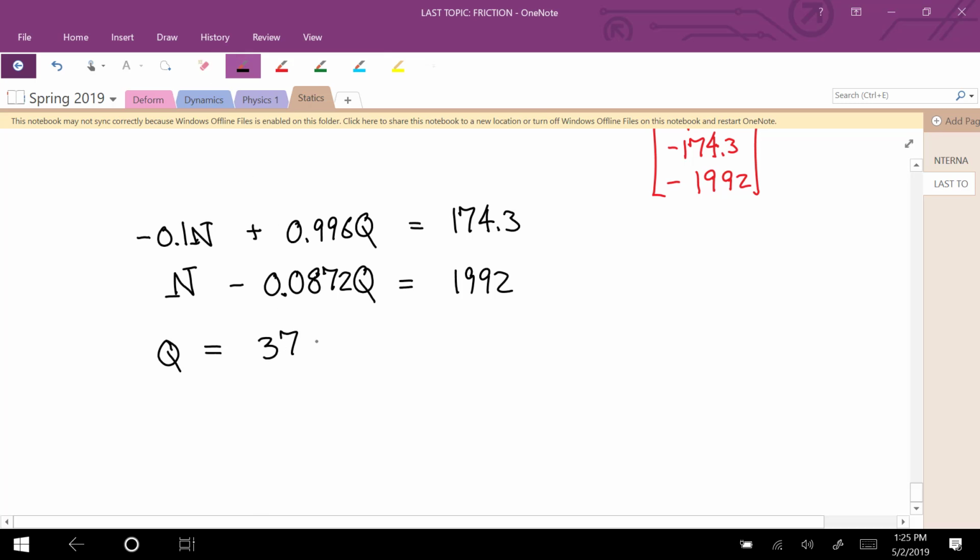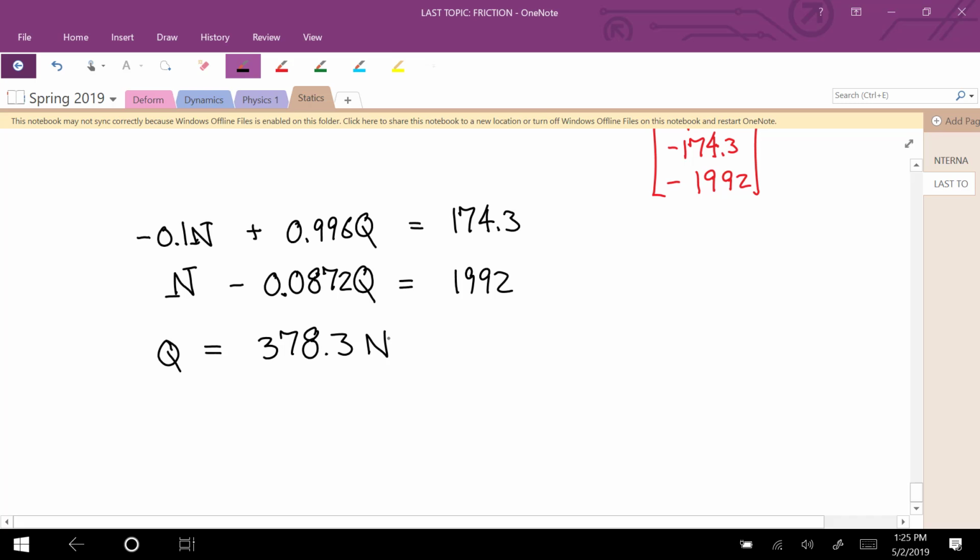So, okay, 378.3 newtons. Okay, that's great. So we did what we were looking for. After I'm done with this example, one of the last things we have to do is figure out how to express that as a couple.